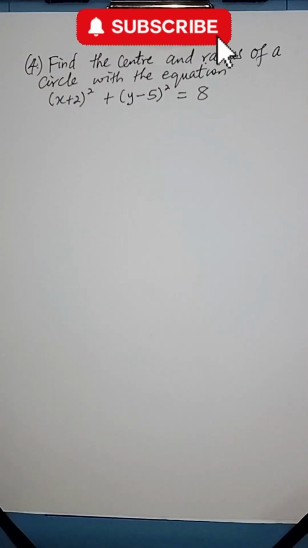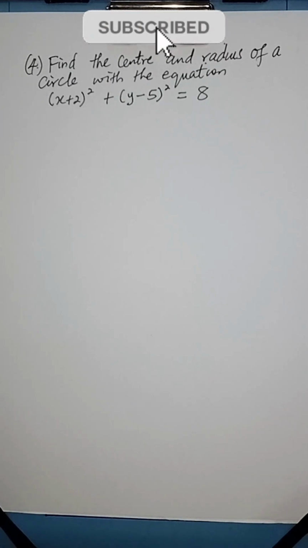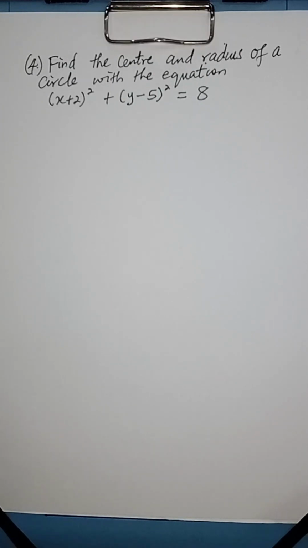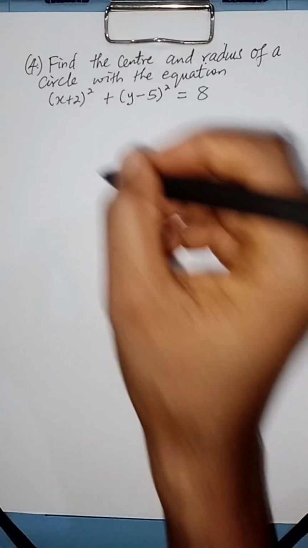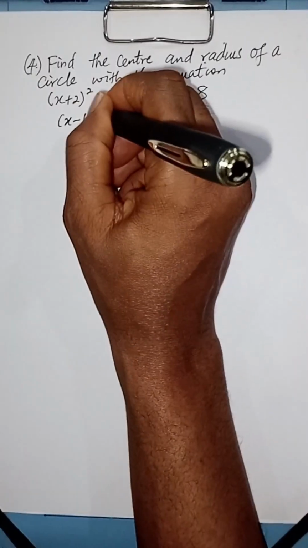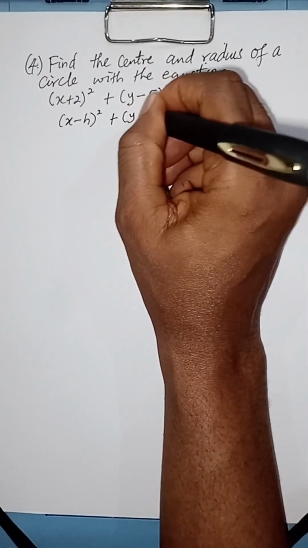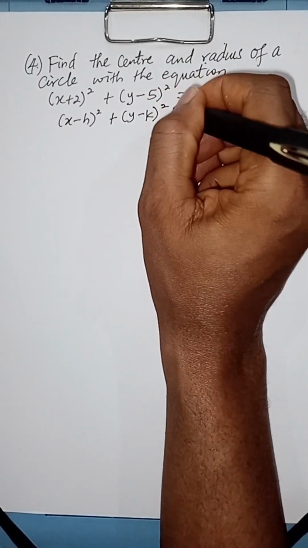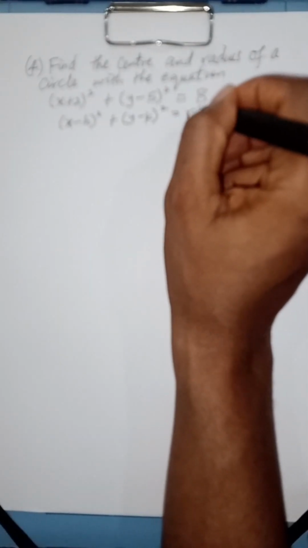In this question, number 4, we are finding the center and radius of a circle with the equation (x + 2) squared plus (y - 5) squared equal to 8. So we're looking for two things. Remember, the center of the circle and the radius of the circle. So the first step is to come up with the general form of the equation, which is (x - h) squared plus (y - k) squared equals radius squared.